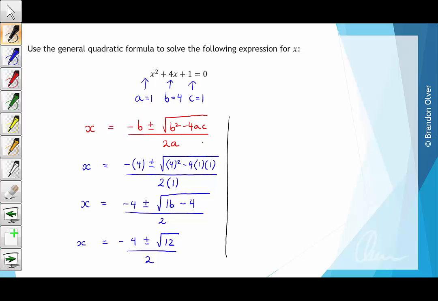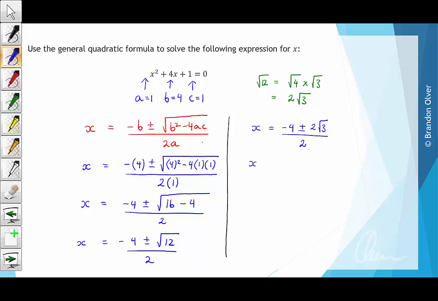So if I just get a bit more room to work over here, the first thing we need to do to simplify this is to simplify the square root of 12. So the square root of 12 can be written as the square root of 4 times the square root of 3. And we know that the square root of 4 is just 2, so that leaves 2 times root 3. So our x is equal to minus 4 plus or minus the square root of 12, which we can now write as 2 root 3, over 2.